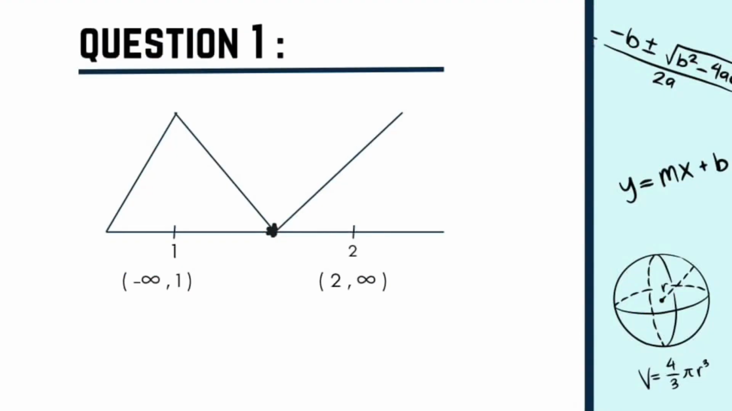So using a sign diagram, we will find that the function is increasing when x is less than 1, decreasing between x equals 1 and x equals 2, and increasing again for x more than 2. Therefore, the function is increasing on negative infinity to 1 and 2 to infinity and decreasing on 1 to 2.